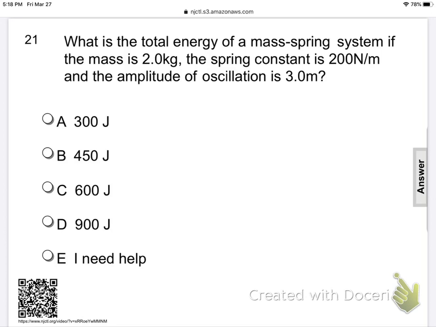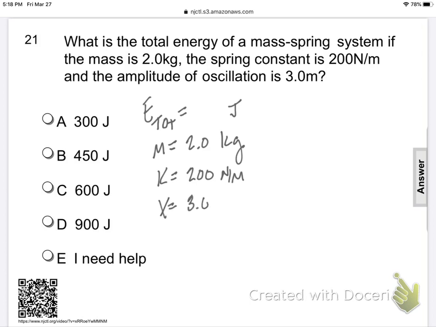So here's our problem. What's the total energy? So we're looking for total energy, and energy is measured in units joules, we mentioned that before, of a mass spring system if the mass, let's write that given down, is 2 kilograms. And the spring constant, that's that k value, is 200 Newtons per meter. And the amplitude of oscillation is 3 meters. That means how far it's stretched, which is x, 3 meters.